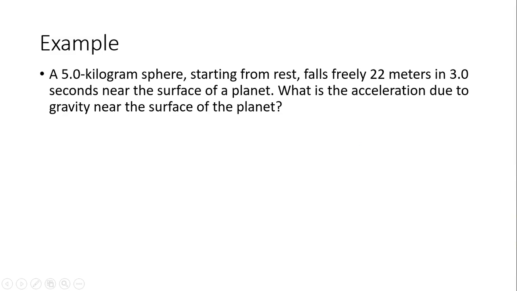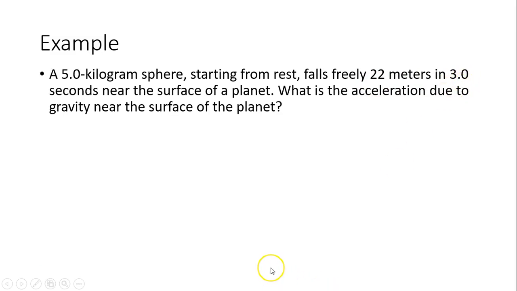Another example. A 5 kilogram sphere starting from rest falls freely 22 meters in 3 seconds near the surface of the planet. What is the acceleration due to gravity near the surface of the planet? Let's see, what do we know? You know from rest, initial velocity, it falls freely. Acceleration is negative 9.81 meters per second. 22 meters, this should be negative. Why should it be negative? Because you're falling downward.